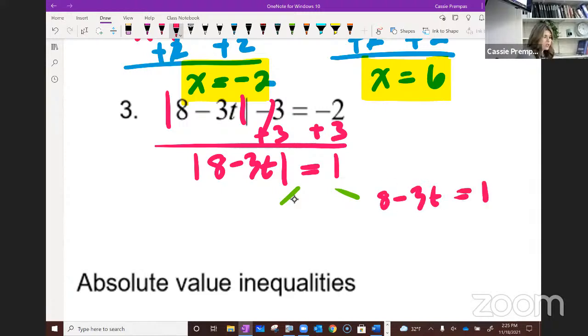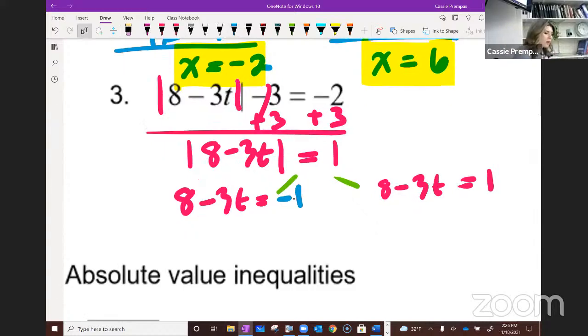Nice. I'm going to write down what she said. All right, guys, check up here. Did you say, person with the longer hair, that 8 minus 3t should equal -1 and 8 minus 3t should equal 1? Awesome. Okay, so now let's solve.